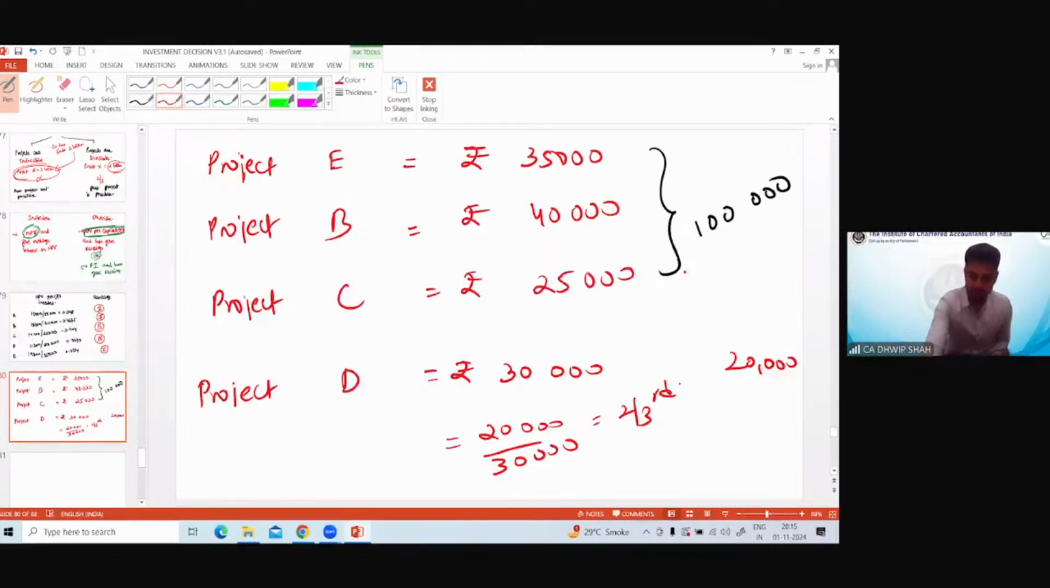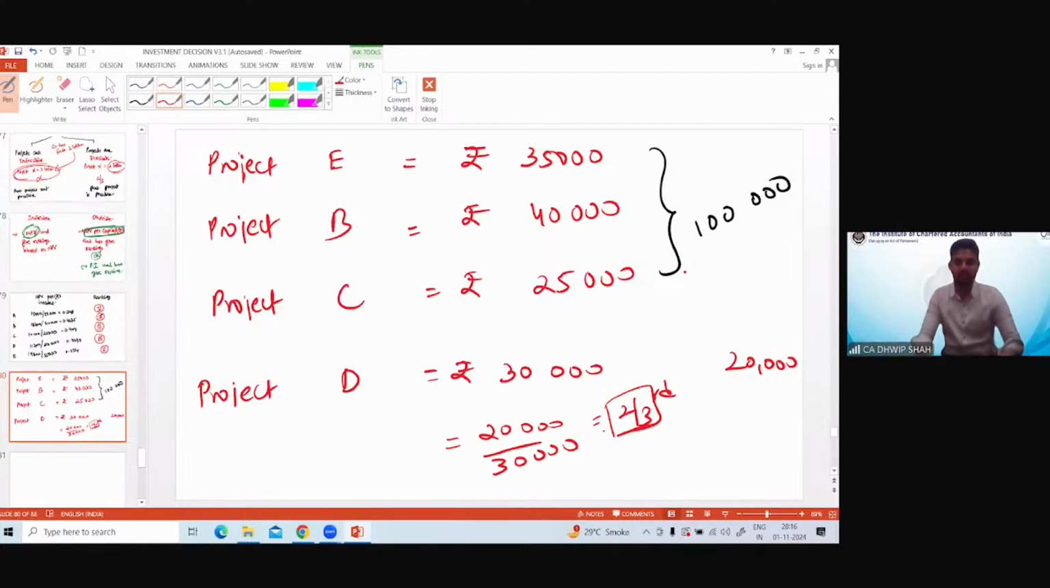Are you following? This is how capital rationing works. Since the projects are divisible, even if you have 20,000 of funds, you can take a proportionate part of the project. You don't need to take the entire project. So projects E, B, C are taken entirely and 2/3 of project D is taken. Understood? Capital rationing when projects are divisible.